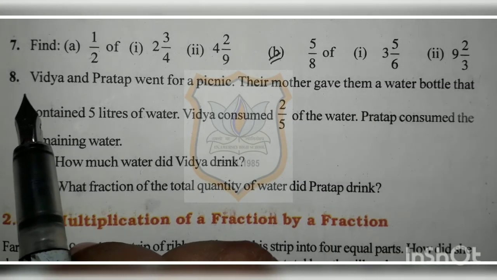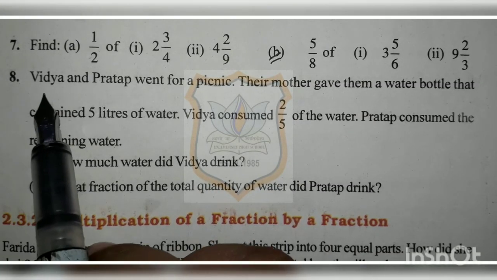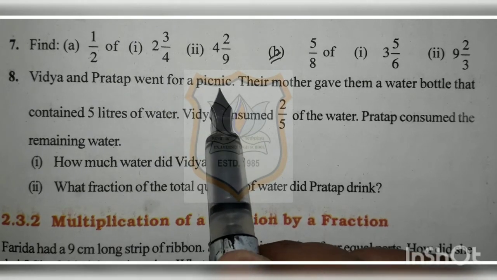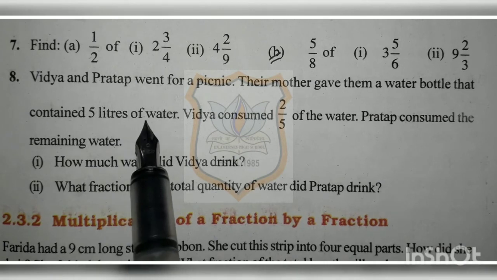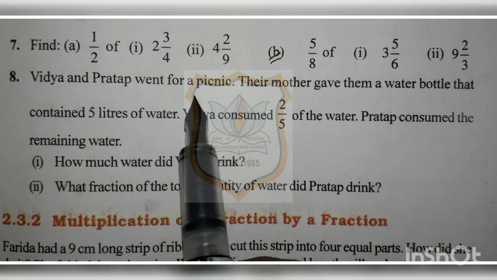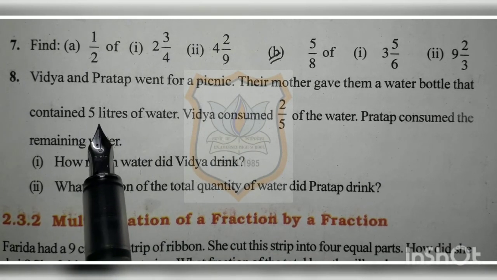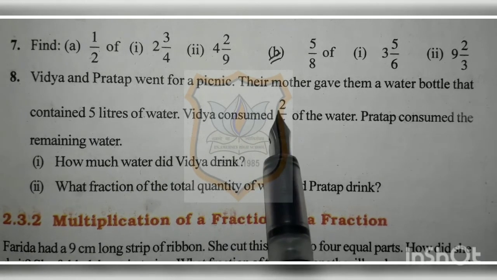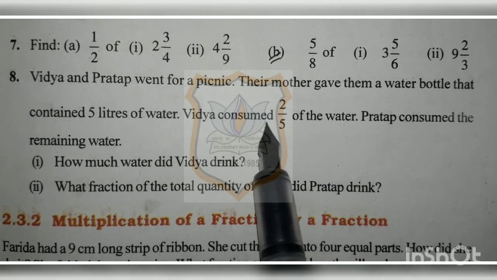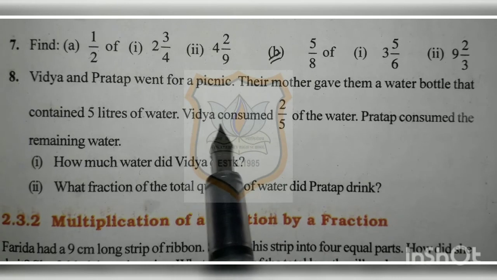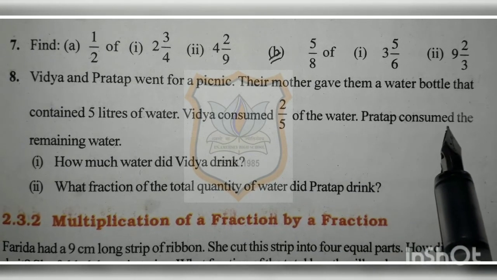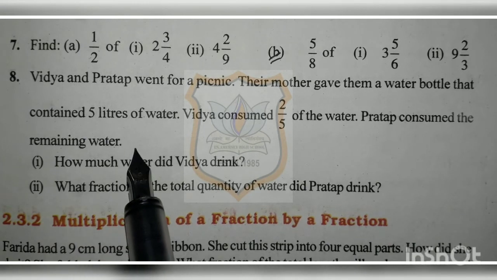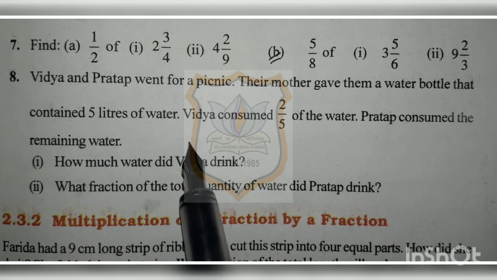Eighth question of exercise 2.2 is Vidya and Pratap went for a picnic. Their mother gave them a water bottle that contains 5 liters of water. It means that water bottle contains how much water? 5 liters of water. Vidya consumed 2 upon 5 of the water. Consumed means used. Vidya used 2 upon 5 part of the water. The rest of the water was consumed by Pratap.